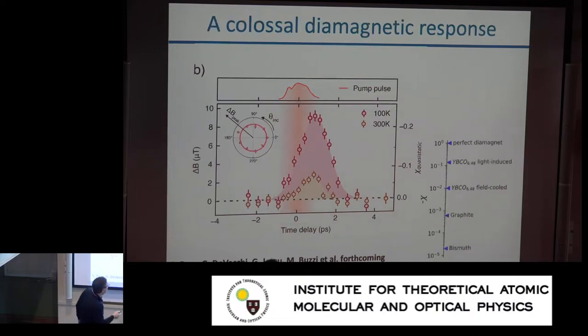Just to renormalize you, graphite has the largest diamagnetism of any material that is not superconducting, and it's somewhere of order 5 times 10 to the minus 4. YBCO field cooled has about 1% in equilibrium, whereas this is what we find light-induced. Optimally doped YBCO has a field cooled chi of about minus 10%. So however you slice this, this is an enormous photo-induced diamagnetic phenomenon.